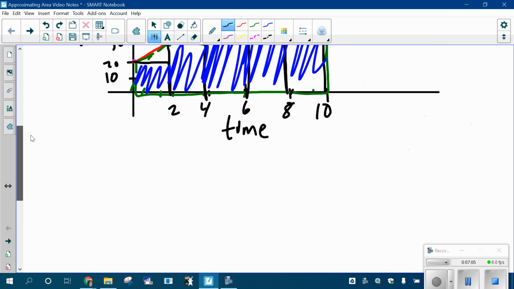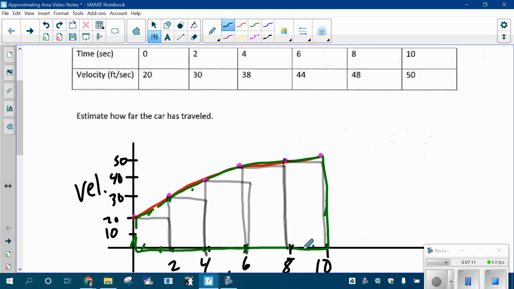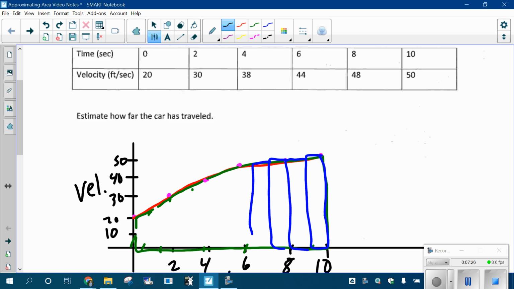Well, those rectangles are okay, but it'd be kind of cool if I could draw more rectangles. You know what I'm saying? Like it'd be cool if I could draw a rectangle there and then another. It's a little sloppy, but you know what I'm saying. Cool if I could draw a rectangle there, and another rectangle there, and another, and another there. Because more rectangles would be less error.